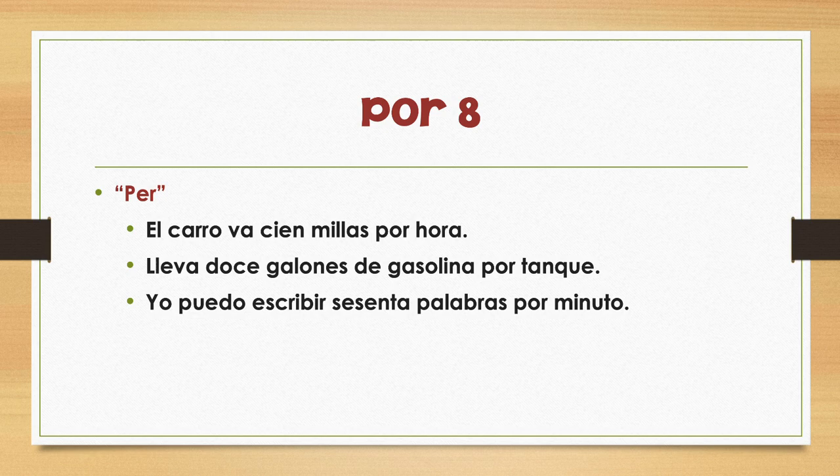An easy one, por means per, as in miles per hour, miles per gallon, things like that. So el carro va 100 millas por hora. Lleva 12 galones de gasolina por tanque. It gets 12 gallons of gasoline per tank. Or yo puedo escribir 60 problemas por minuto. I can write 60 words per minute.